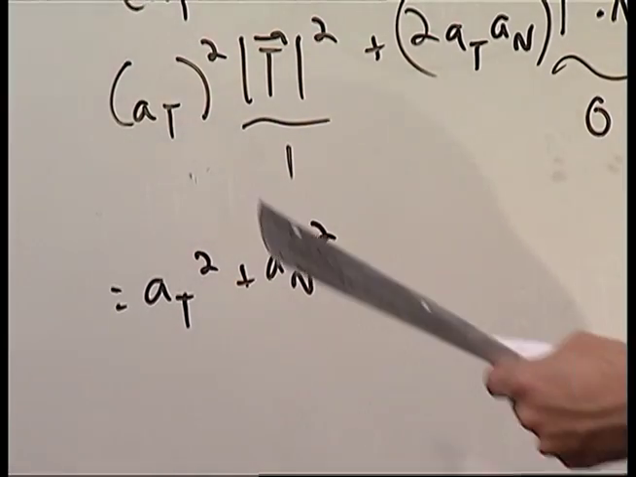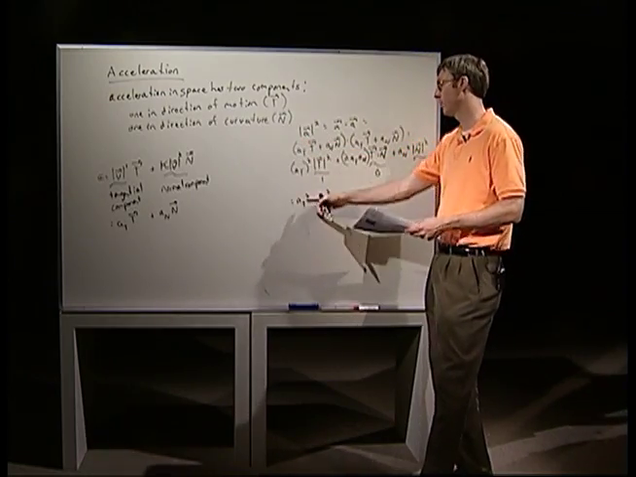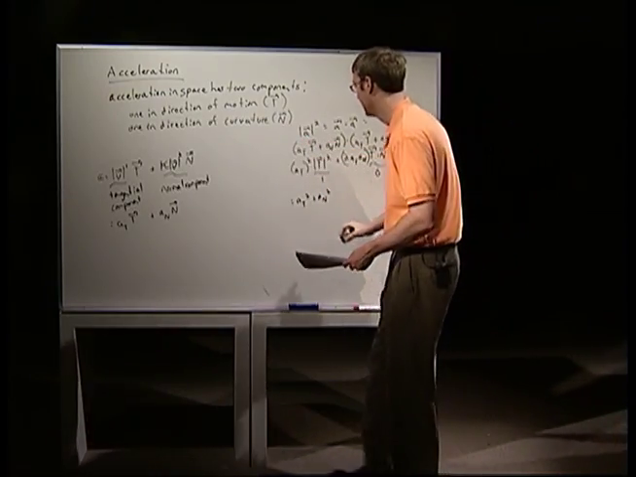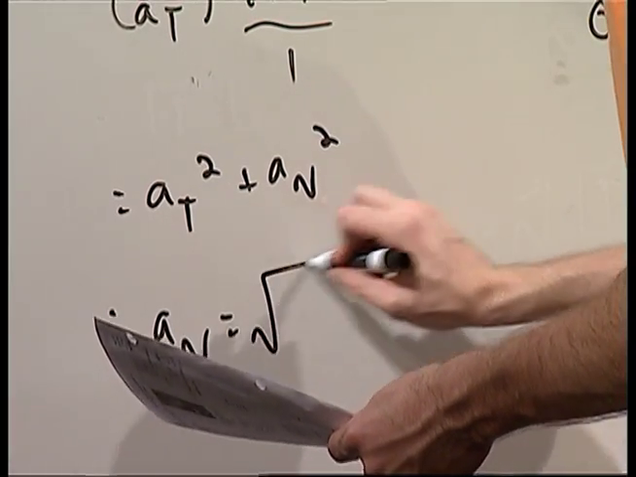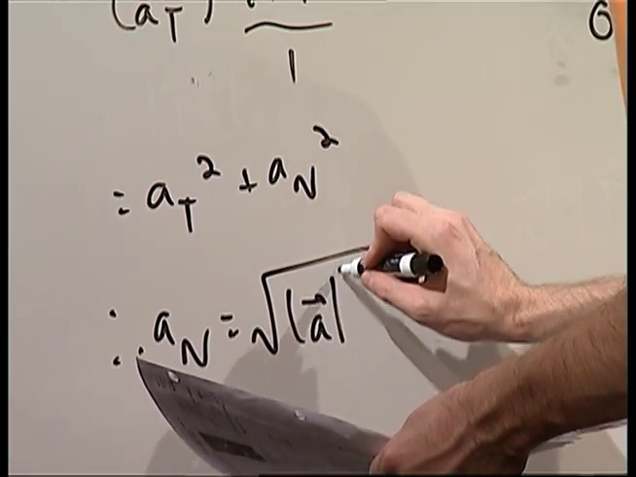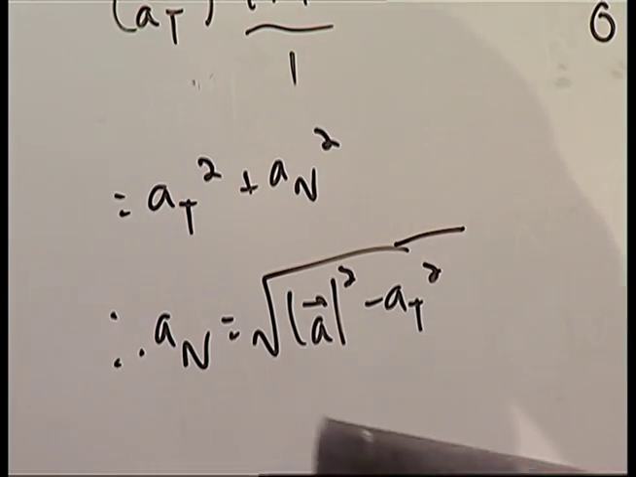So what I can do then is solve for it. Up here I have the length of A squared equals this squared plus this squared. If I solve for a sub N, I get the length of A squared minus a sub T squared.